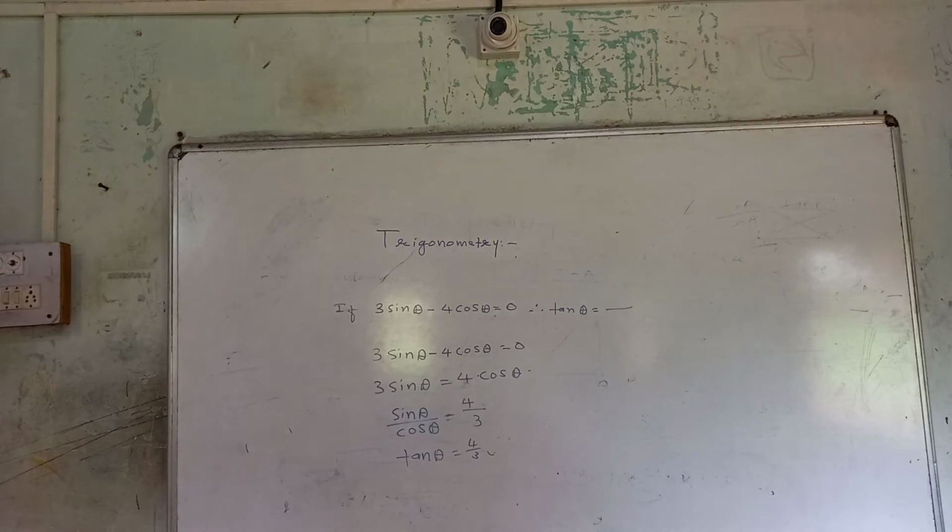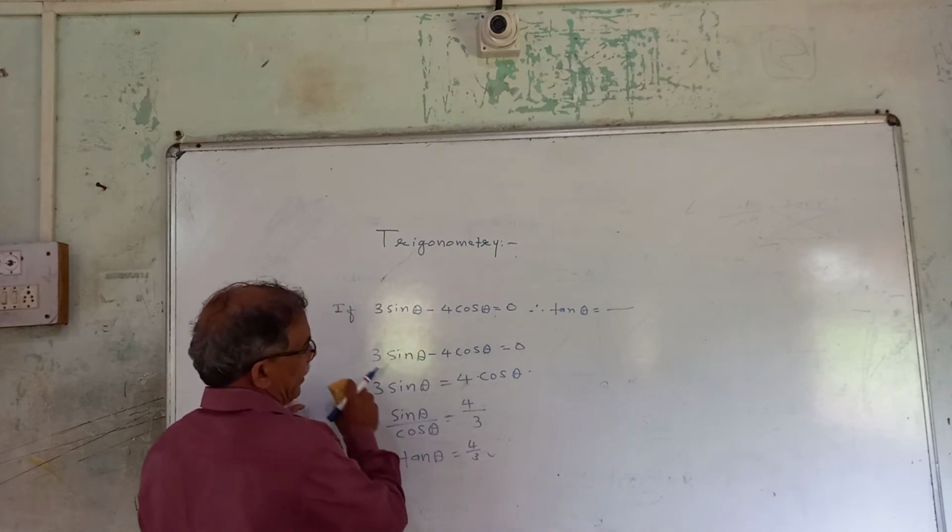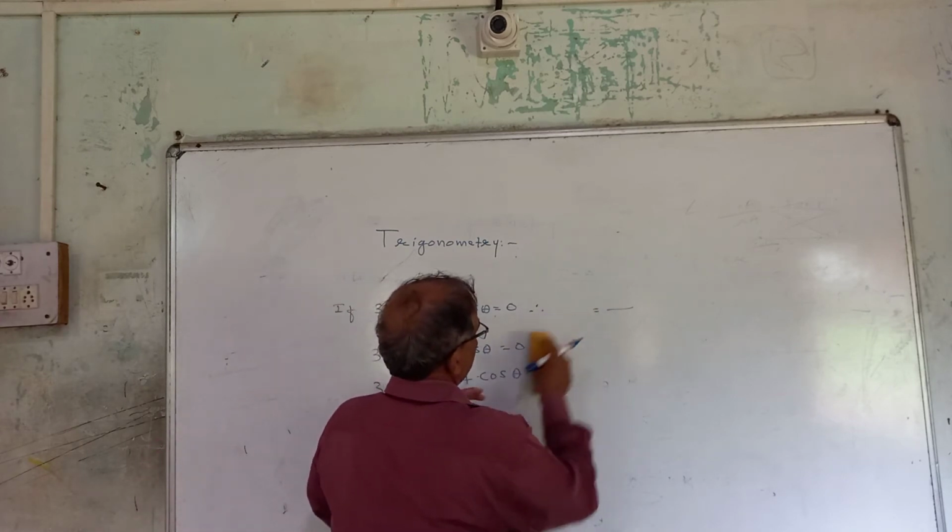Now the same relation can be given, and take, if 3 sin theta minus 4 cos theta is equal to 0, therefore cot theta is equal to dash.